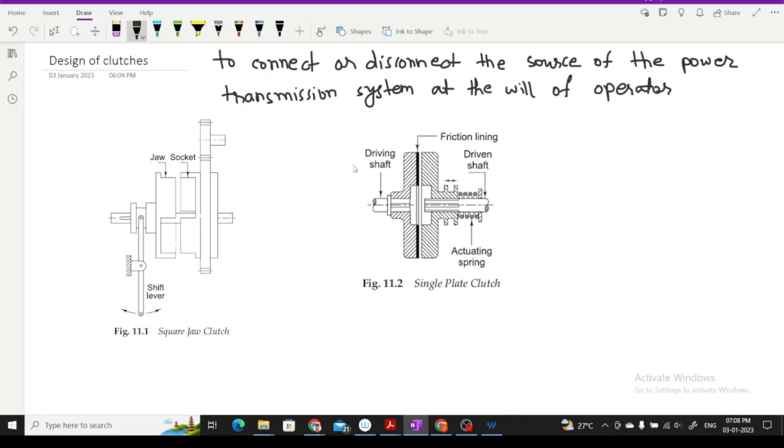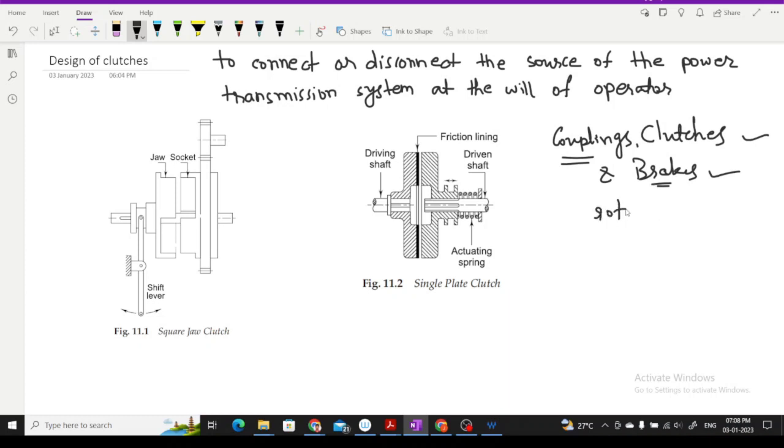So generally couplings, clutches and brakes are almost similar. In case of coupling, there is a rigid bond between the components. Like shafts are joined with couplings, so once they are joined with the help of couplings, they cannot be detached. But in case of clutches and brakes, the two elements are engaged and disengaged at the will of the operator.